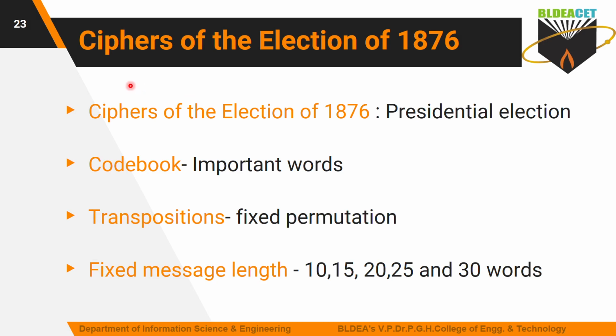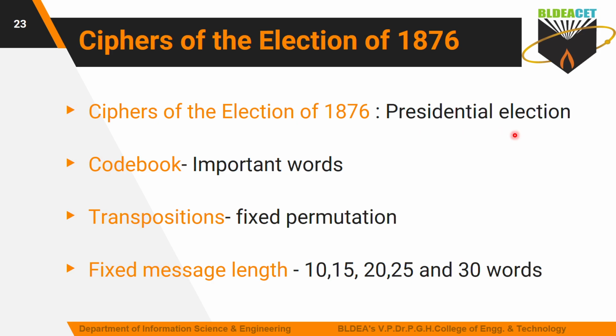Before going to study the taxonomy of cryptography, first we'll see a case study, that is the ciphers of the election of 1876. This was actually a presidential election conducted in the year 1876, and it was a disputed election here. Electoral votes are considered in this election. During this election period, the contestants were Hayes and Tilden.